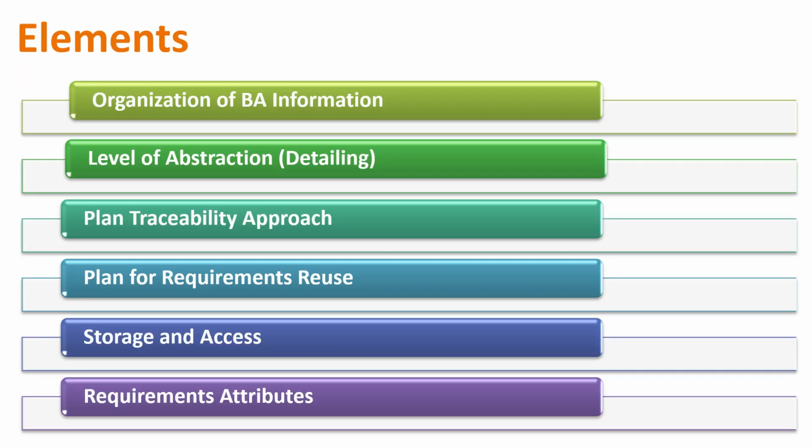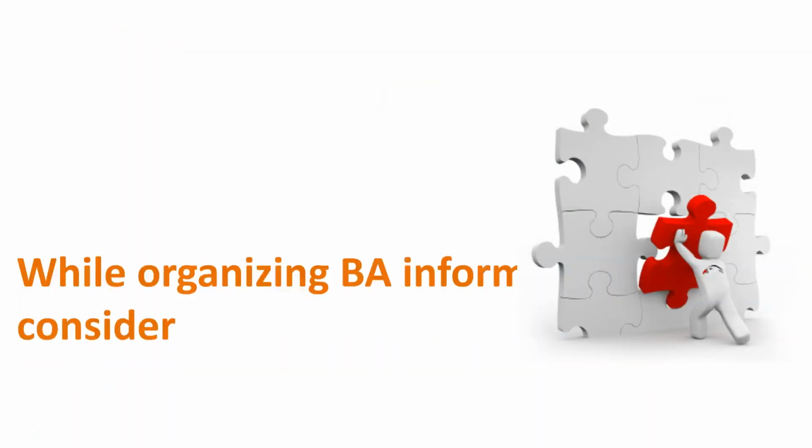The elements of this task, and we'll talk about each one of these, is how do we organize that information? We're going to talk a little bit about levels of abstraction. We'll talk about that again later, but we're going to talk about what that idea is in this task. We'll talk about how we plan how we trace and use requirements over and over, how we store and access, and how we plan the attributes that we store about our requirements.